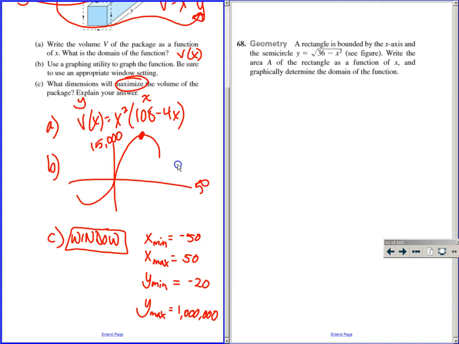But some of you guys just zoomed out, zoomed out, zoomed out, or you saw a line and you're like, there is no max. This problem makes no sense. The window was weird. X didn't have to go very far, and Y needed to go stinking high.